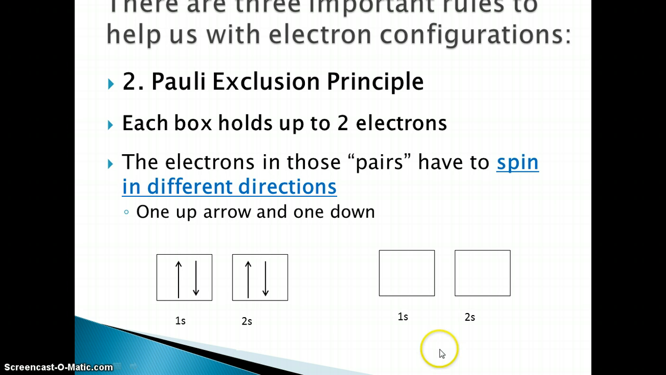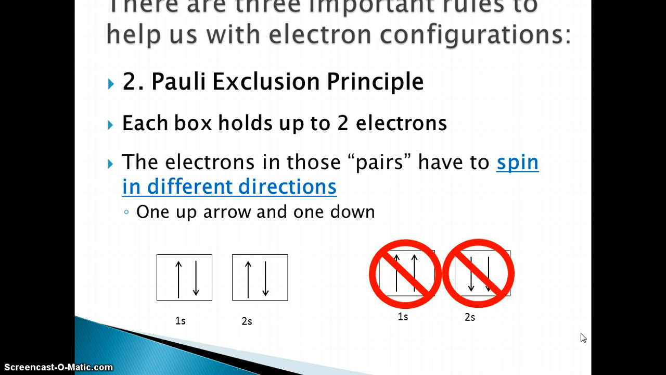So this is what we want to see in each box. We want to have an up arrow and a down arrow. We do not want to do what's going to be over here with 2 up arrows or 2 down arrows. So we want to make sure that we have 1 up and 1 down, and this is the Pauli exclusion principle.